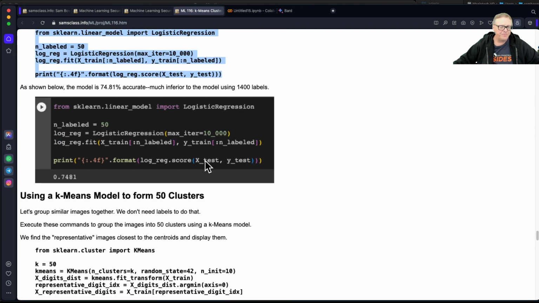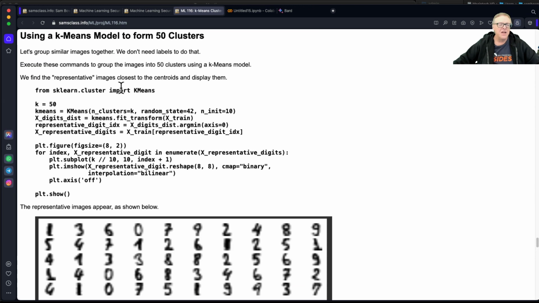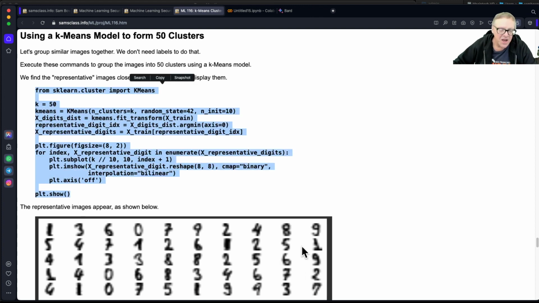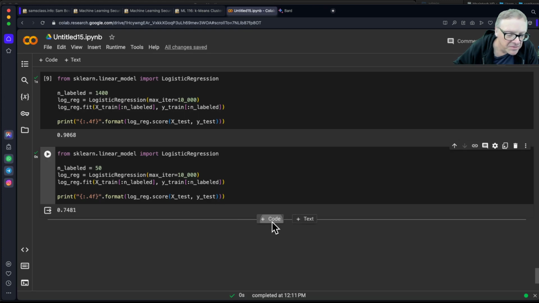So we use k-means to form 50 clusters, because we observed there's several different ways to draw a 9 and a 7, so we're going to let it have on average 5 different shapes for each of those 10 digits. We're going to sort it into 50 clusters with k-means.